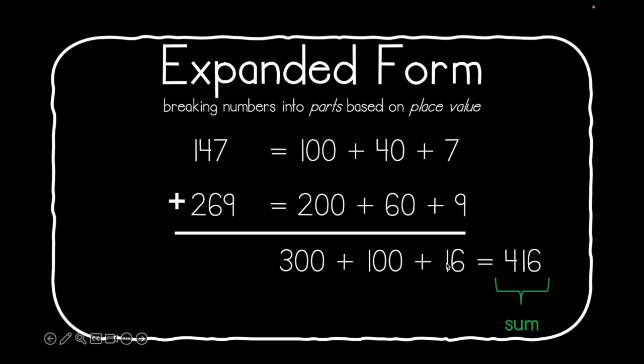But these parts, those are your partial sums. And so what you're doing in this strategy is you're finding the partial sums and then you put them together. As I said, this would be a strategy that students would learn before the standard algorithm, before they know to regroup this 16 into a 6 and a 10, into 6 ones and 1 ten.